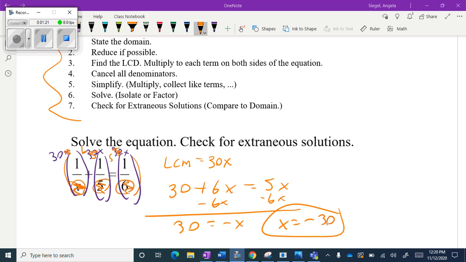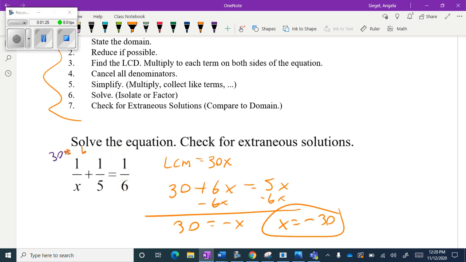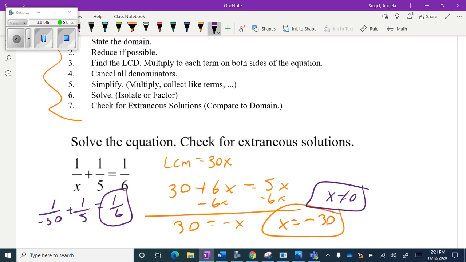And guys, if you're stuck on a test, make sure that you can plug it back in the original equation. So I have 1 over negative 30 plus 1/5. If you do it by hand or type it in your graph or your calculator, you should end up with 1/6 if you did it correctly. So that is a good way of checking. Okay, and then also the domain, don't forget that x cannot equal 0 because of that guy down there.